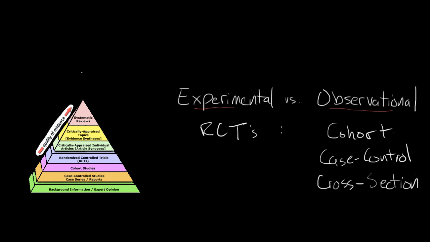Randomized control trials and cohort studies tell us about incidence. So if I want to know the incidence of asthma in children, I can do a cohort study, watch a defined population of children over time, and see how many of them develop asthma. So I have a disease, which is asthma. I'm watching them over a period of time, and that will give me the incidence of asthma in that group.